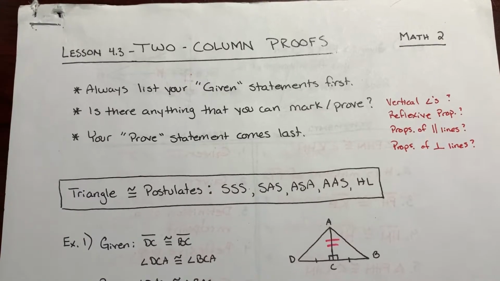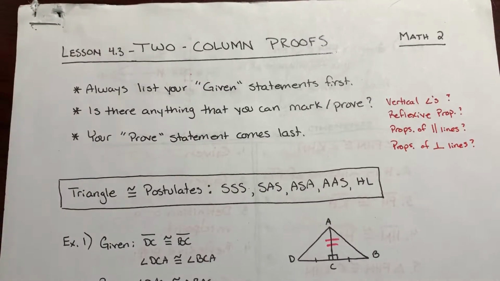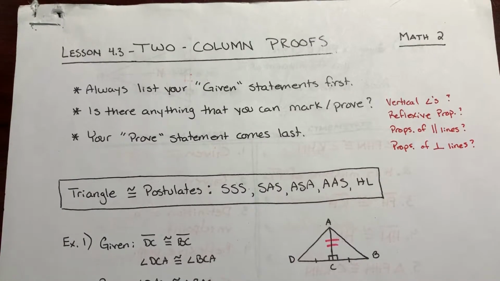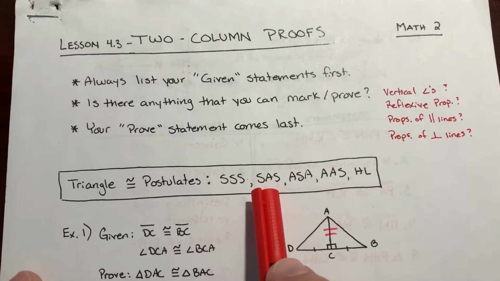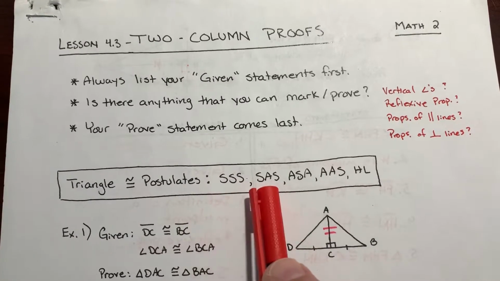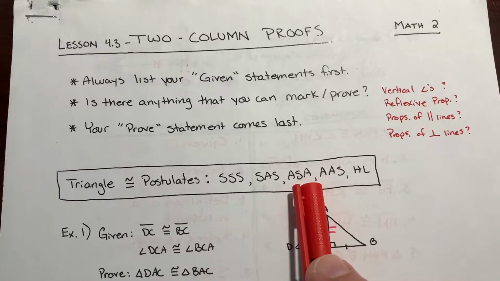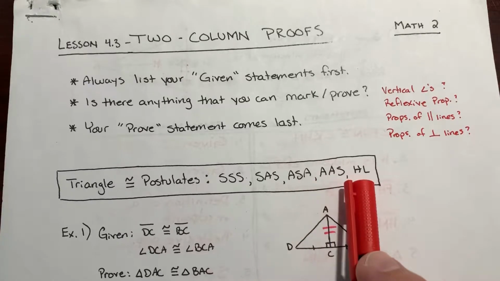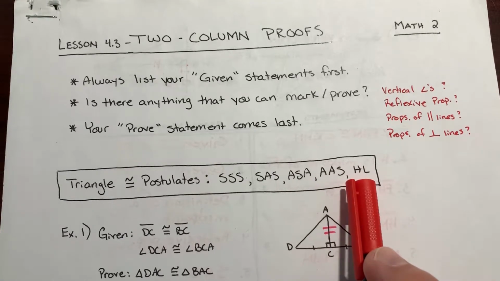Hi everybody. So just to give a quick explanation of the notes for lesson 4.3, I'm just going to talk about the top section here. We've already covered the lesson of 4.2 where you have to show that the triangles are congruent by one of these 5 postulates: side, side, side; side, angle, side; angle, side, angle; angle, angle, side; or HL, hypotenuse leg.